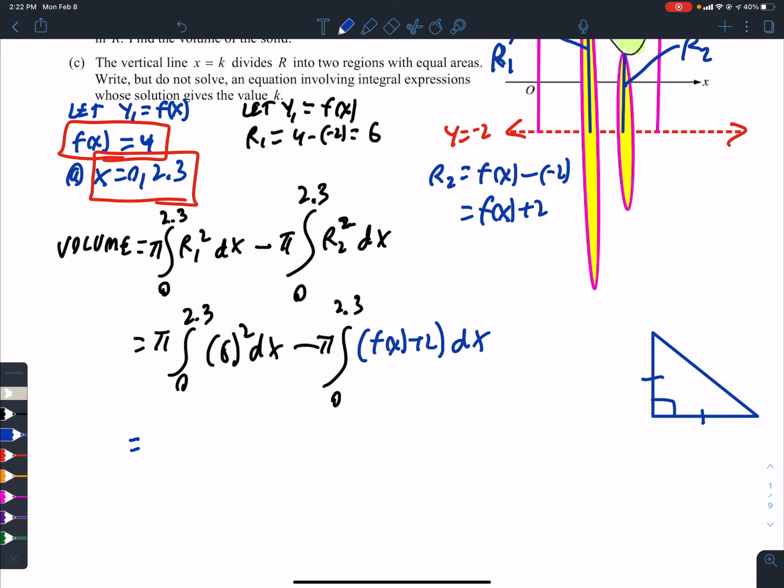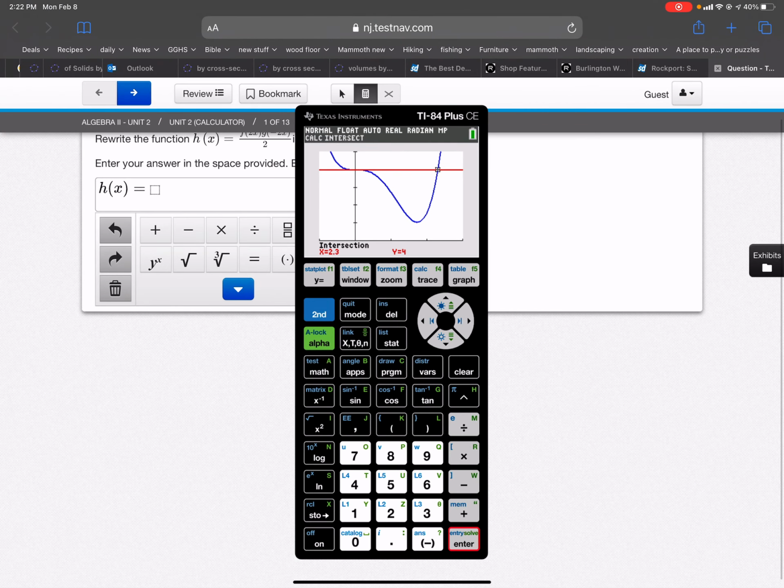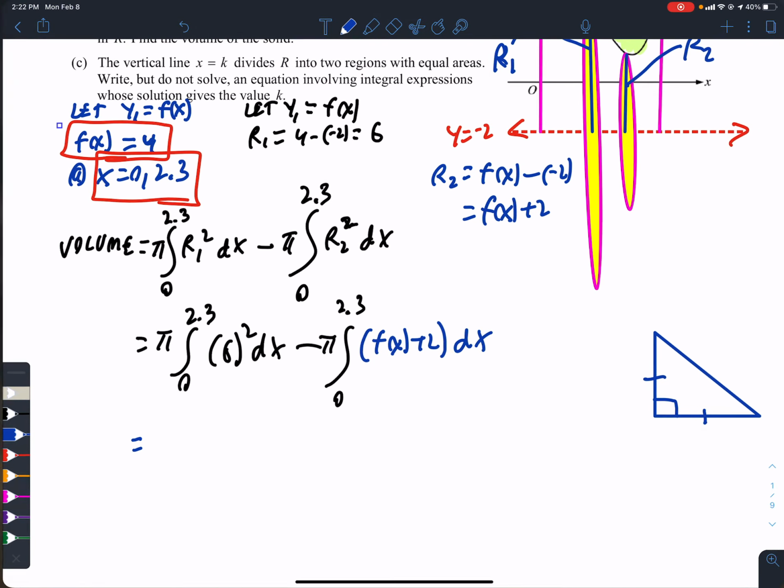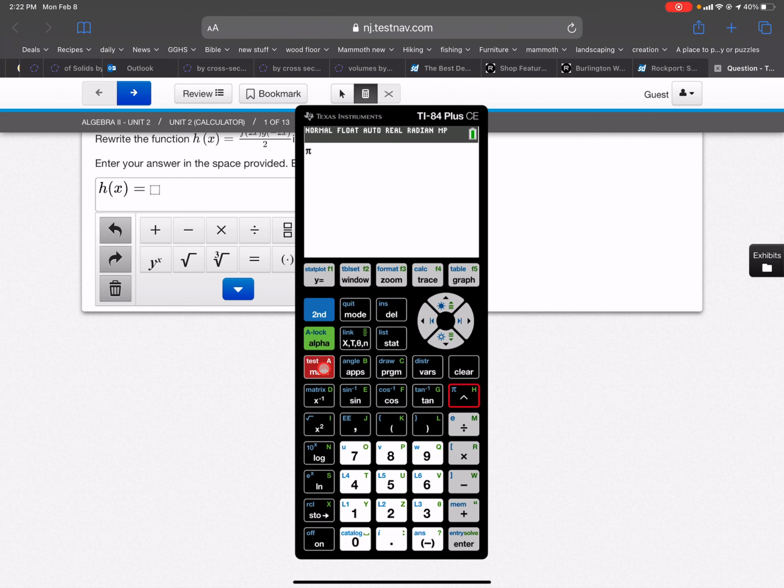So let's go to my calculator and plug all these in. So go to my home screen. I'm going to get pi. Did I do the pi here? Yeah, I did. Pi, I'm going to integrate, math 9, from 0 to 2.3. And my first one was 6 squared. R was 6. Now, the hollow part I need to subtract. So I'm going to subtract pi, and I'm going to integrate, so I'm going to do math 9. And this is also 0 to 2.3.